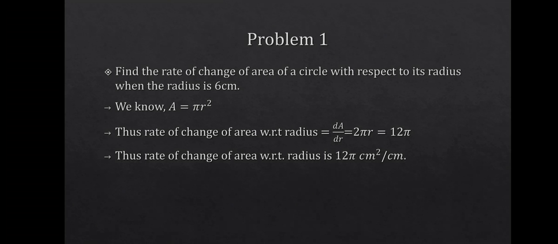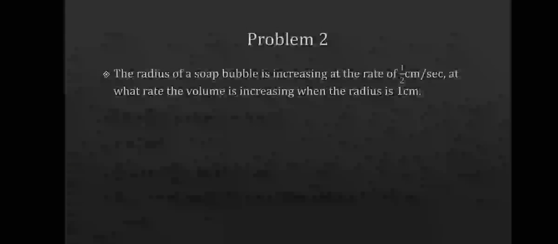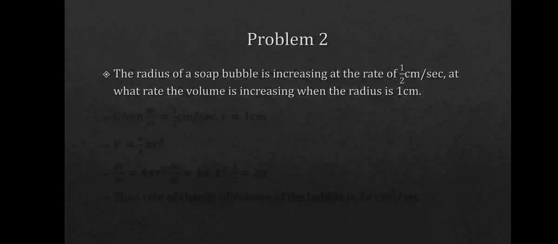Then problem number 2. The radius of a soap bubble is increasing at the rate of half centimeter per second. At what rate is the volume increasing when the radius is 1 centimeter? Obviously here half centimeter per second means it is the rate of change with respect to time. So what are the things given? The given things are dr/dt, considering r as the radius. dr/dt is given as half centimeter per second, and also the radius is given as 1 centimeter. Now I need to find out the rate of change of volume.